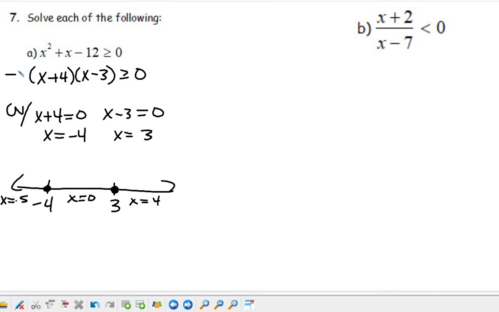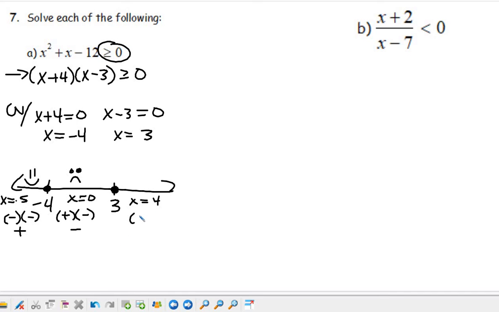Now I like to plug in here just because the math is easier and I don't need a calculator. So negative 5 plus 4 is a negative. Negative 5 minus 3 is a negative, and two negatives make a positive, which is what I'm looking for. 0 plus 4 is a positive. 0 minus 3 is a negative. A positive and negative make a negative, which is not what I'm looking for because it says greater than 0.